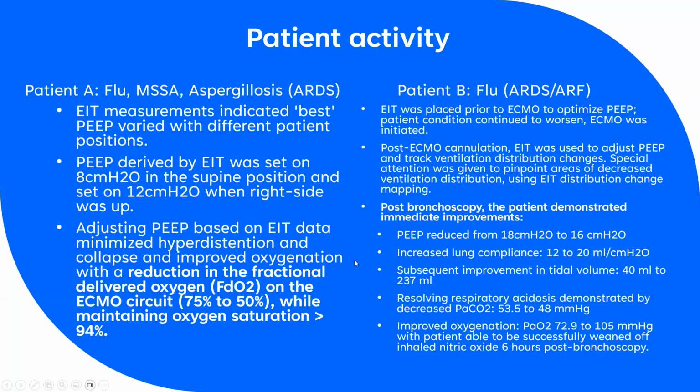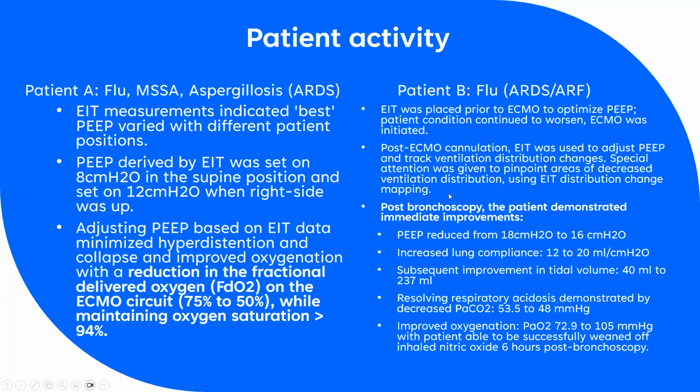So by making these adjustments and by moving our patients in these positions, we were actually able to see minimized hyperdistension and collapse, improved oxygenation, with a reduction in our FiO2 from the ECMO circuit. We went down from 75% finally down to 50, while we maintained a saturation of 94%. That also being said, we measured these on days 8, 9, and 10. Prior to that, we really couldn't get our FiO2 on the ECMO circuit down from that 75%. So we're very glad with that progress that we made.